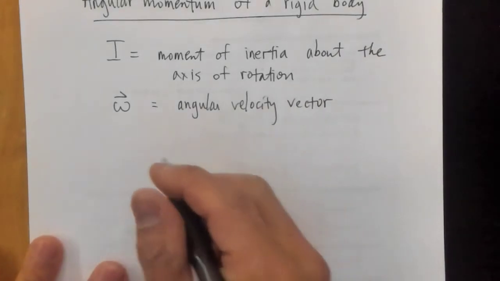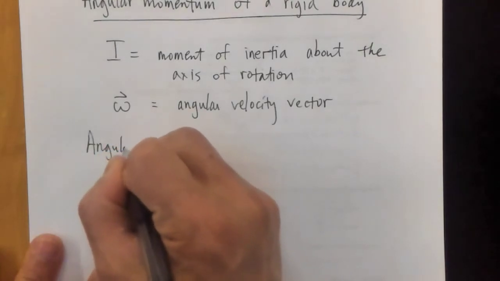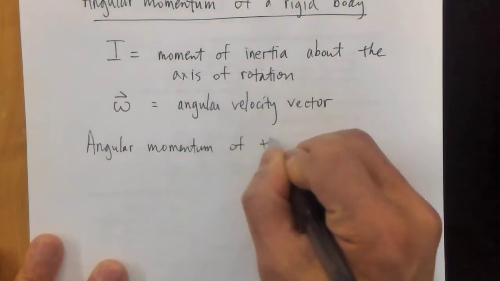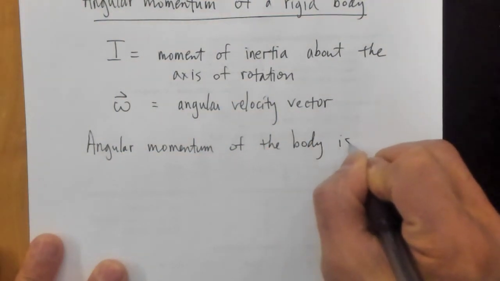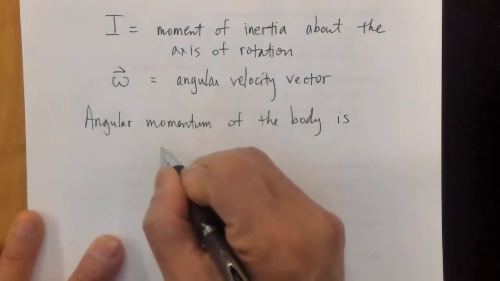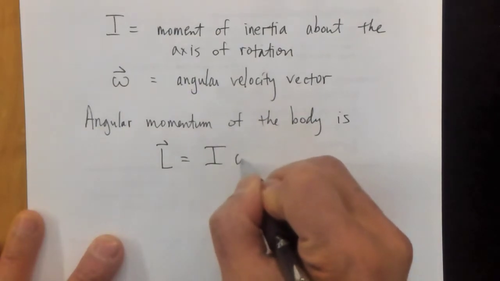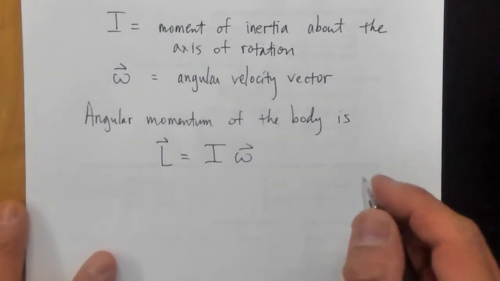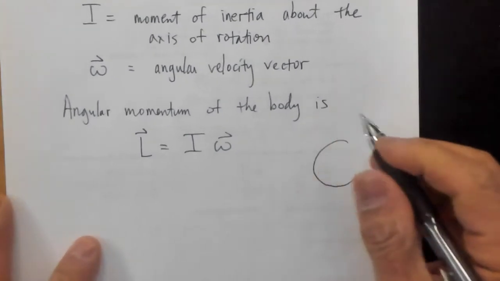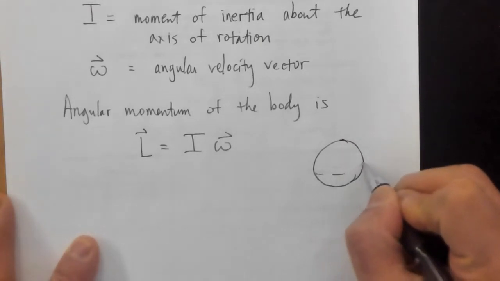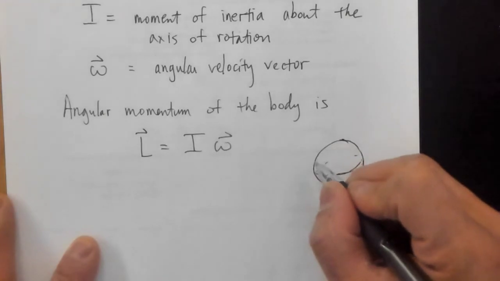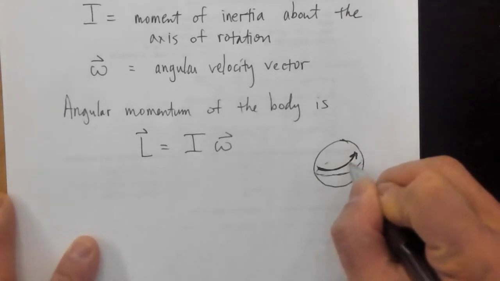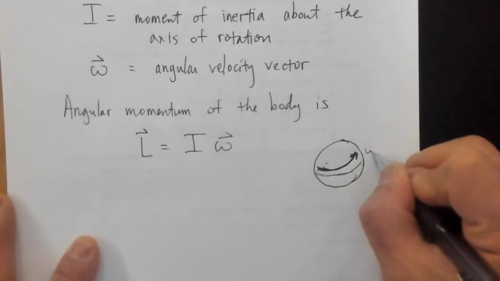The formula for the angular momentum of a body with a fixed axis of rotation is a very simple formula. It's actually L is equal to I times omega. If you want it in terms of pictures, let's make it a nice little sphere, spinning around like this, and the front of the sphere is going around like this, omega.